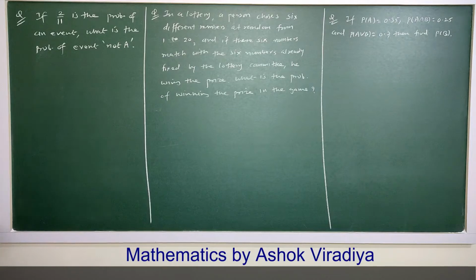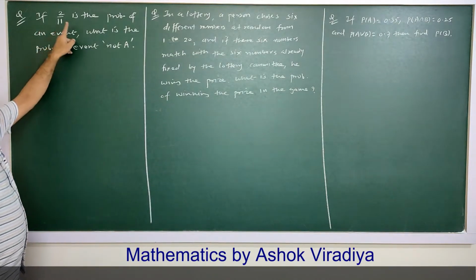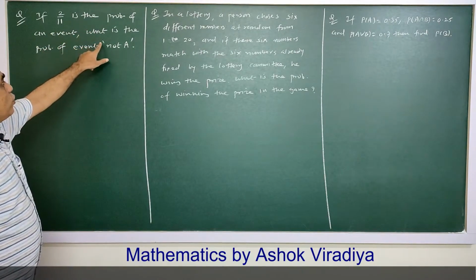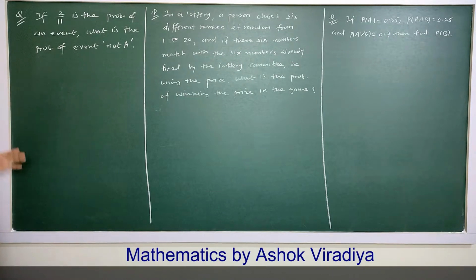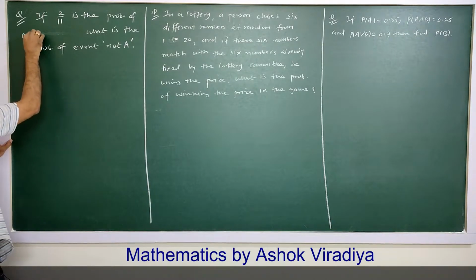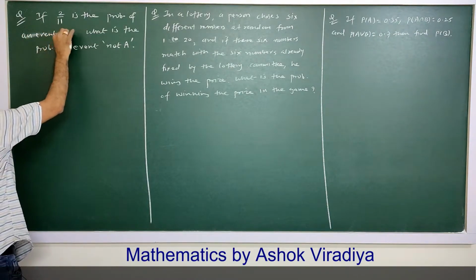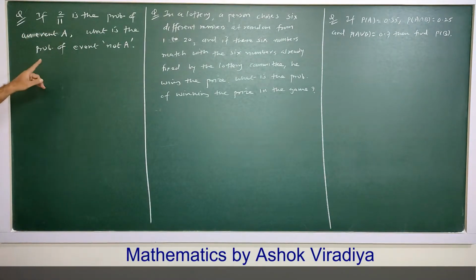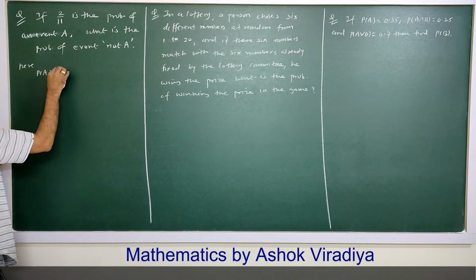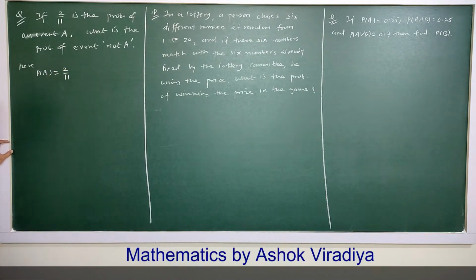Now next question is, if 2 by 11 is the probability of an event, what is the probability of event not A? This is the probability of an event A. What is the probability of not A? So here, probability of A is 2 by 11.